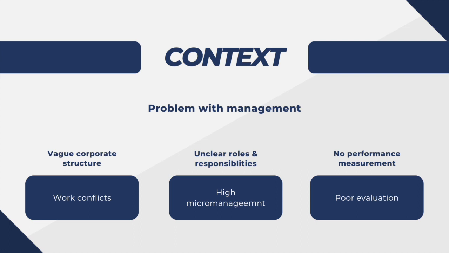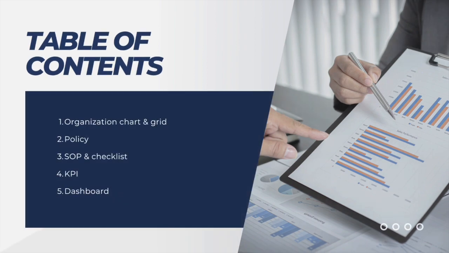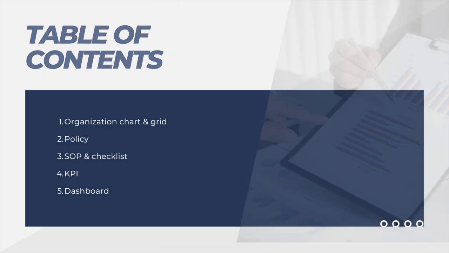This video is about our solution to tackle the three major problems, which is divided into 5 parts. The first part will focus on the organization chart and grid. The second is the policy. Next is the SOP and checklist. The fourth item is KPI. And the video finally ends with dashboard. Okay, let's start with part 1.